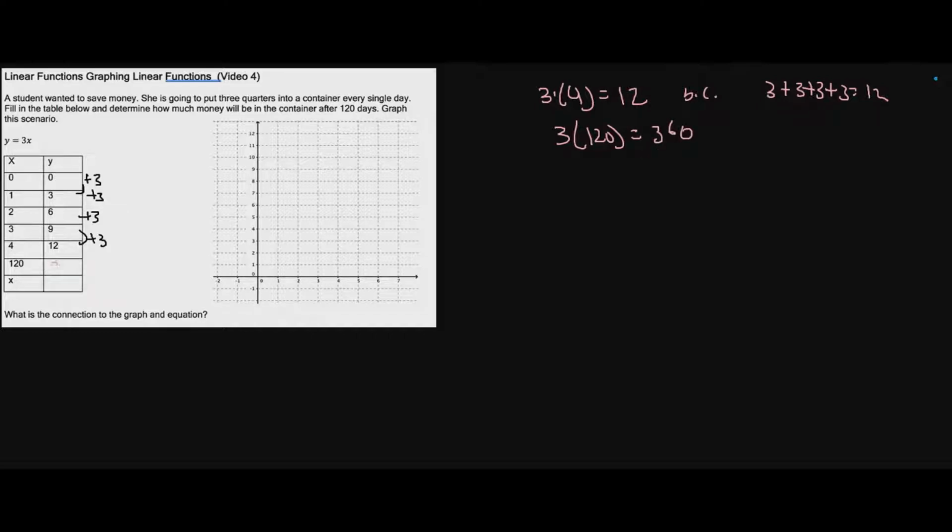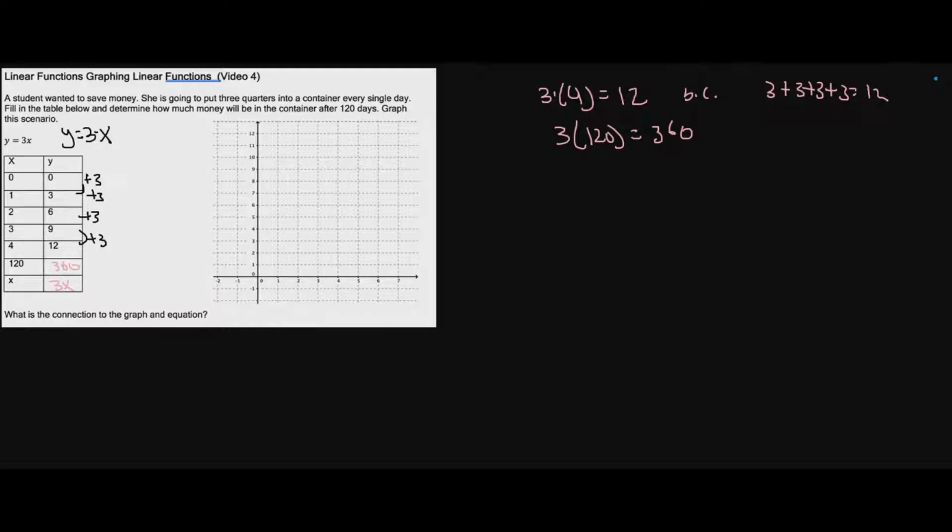And we put that here. Well, what if it's x? X could be any day. Well, just 3 times x. Therefore, we get the equation y is equal to 3x, right? 3 multiplied by x. Okay, well, let's graph this.